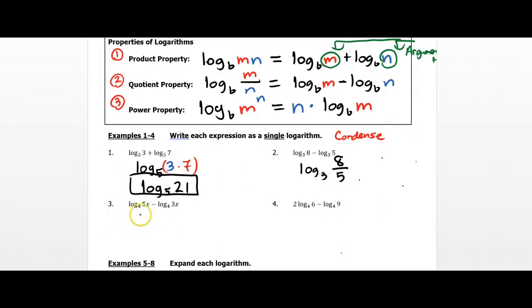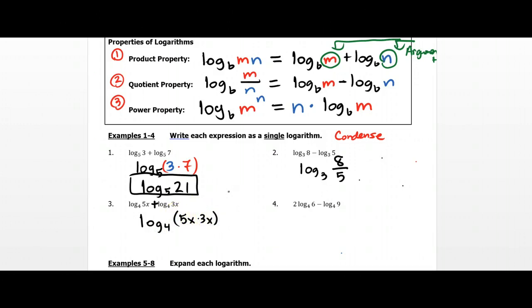Number 3, I have log base 4 of 5x. And this one's actually a typo in your notes. I want you to make this a plus sign. So this should say plus log base 4 of 3x. Well, addition, again, that's going to involve your product property. So this one would be log base 4 of 5x times 3x.